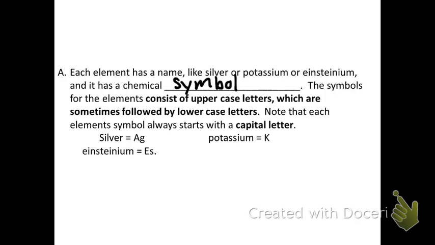that represents that particular element. The symbols for elements consist of uppercase letters, which are sometimes followed by a lowercase letter. Note that each element symbol always starts with a capital letter, and that's important. Make sure you always start an element with a capital letter for its symbol. And there are some examples. Silver is Ag, Einsteinium is Es, and potassium is K. And notice that the first letter in each one of those symbols is capitalized.